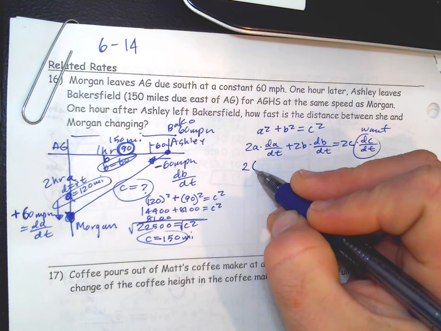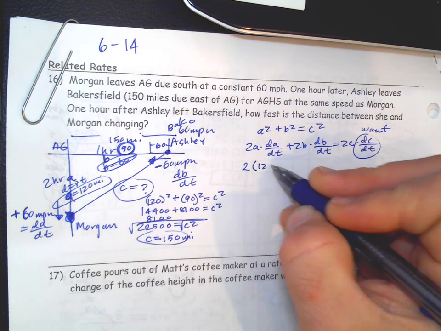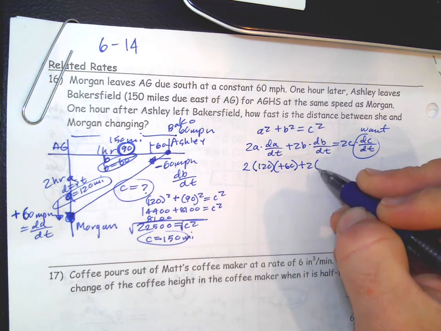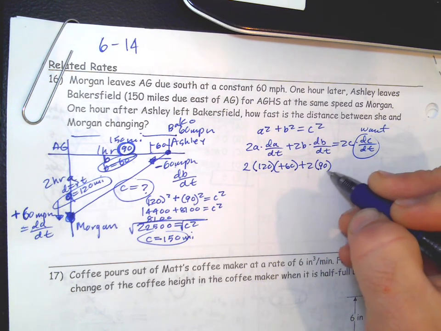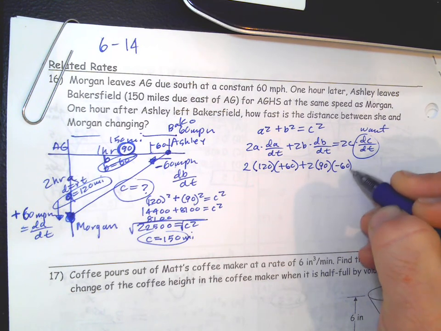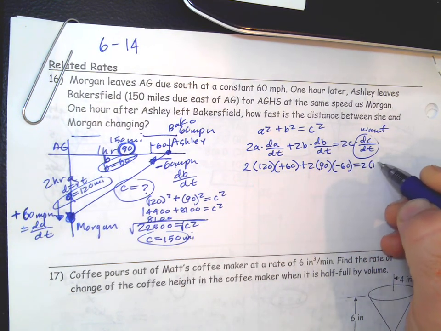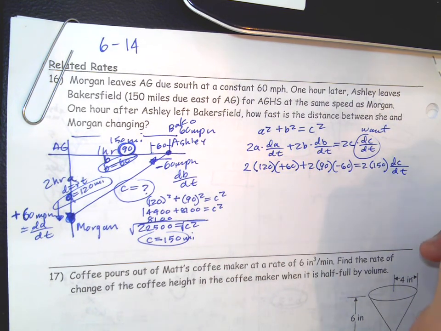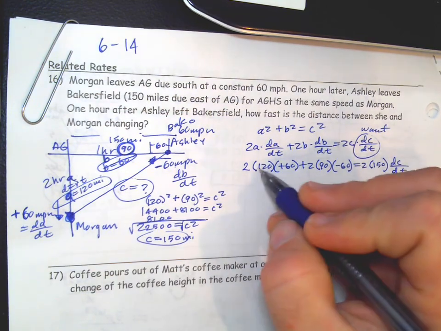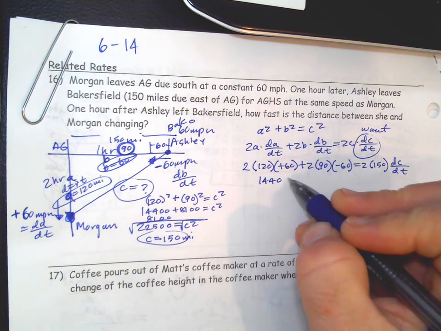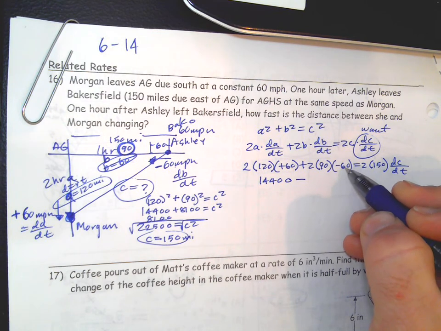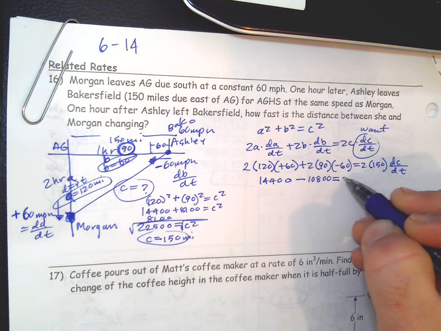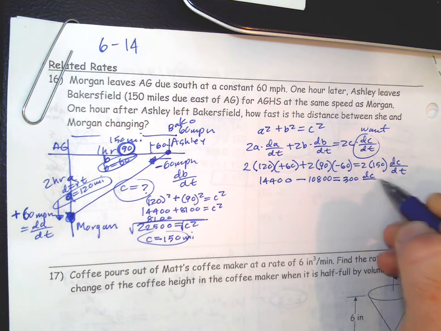So I think we have everything we need. So A is 120. dA/dt is positive 60. Plus B is 90. dB/dt is negative 60. Equals 2 times C, which is 150. And dC/dt is what we're trying to find. So now we just gotta clean this up. That's going to be 12 times 12, 144 with 2 zeros, minus 6 times 9 is 54, 108 with 2 zeros, equals 300 dC/dt.